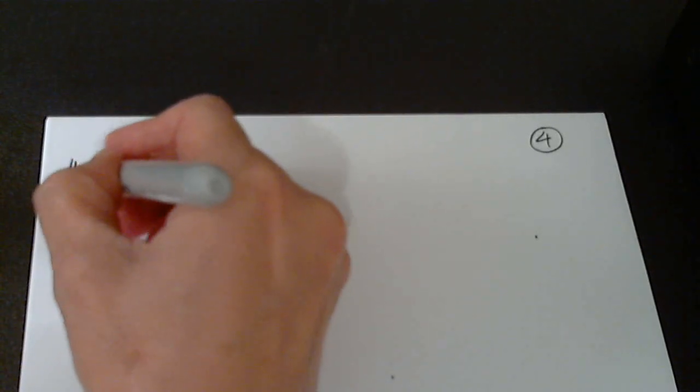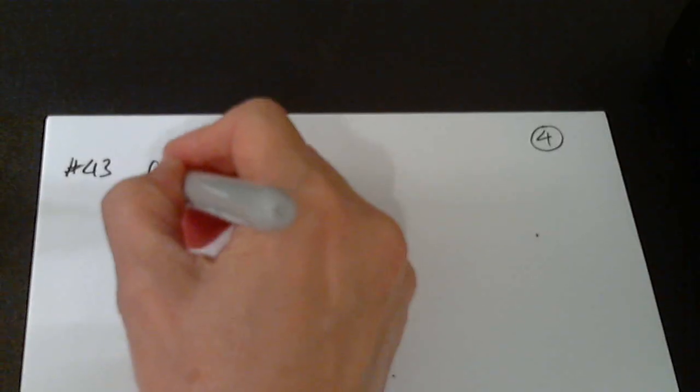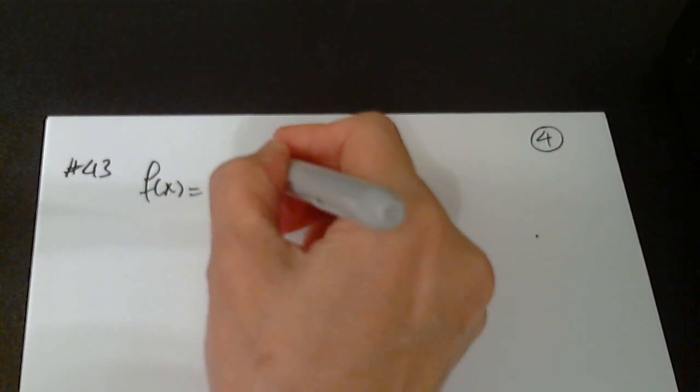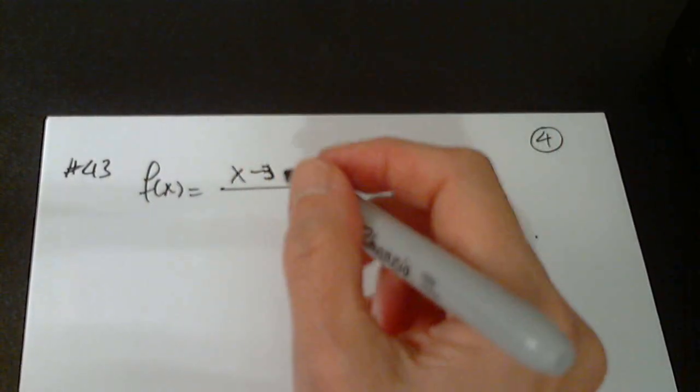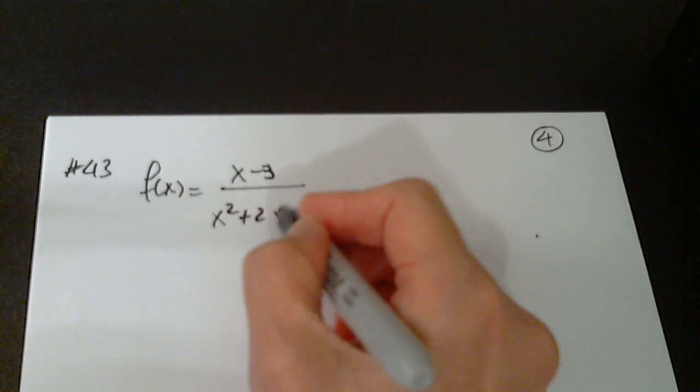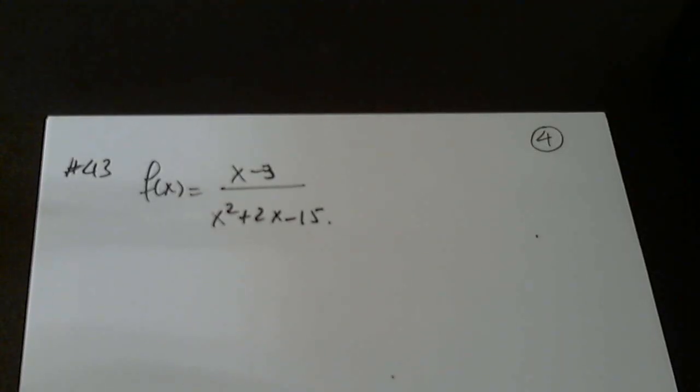Okay, let's look at one that is slightly more sophisticated this time, with slightly more work. Let's take a look at 43. And we have f of x, because I promised something like this last time, equals 1 over x squared plus 2x minus 15. Okay, good.